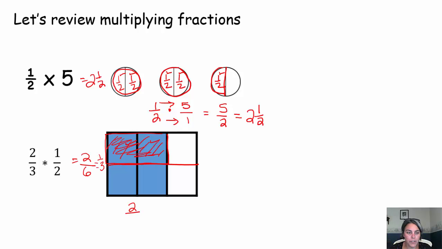And if we don't have a picture or the picture is not helpful to you, you know how to multiply fractions. Straight across the top, straight across the bottom. 2 times 1 is 2. 3 times 2 is 6. Again, we can divide numerator and denominator by 2 and come up with 1/3.